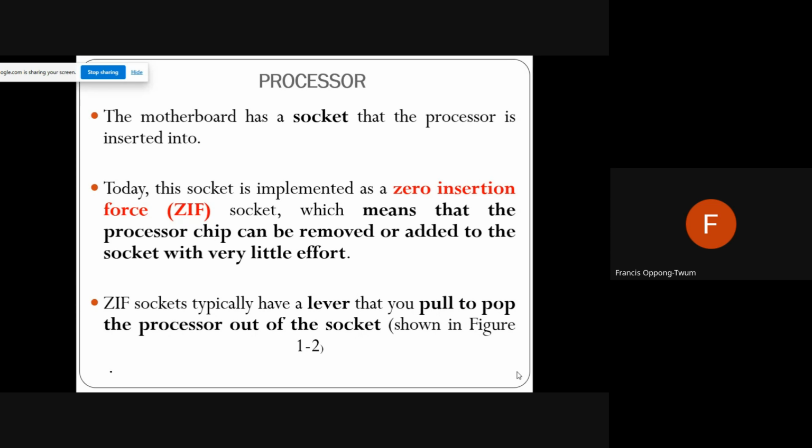The zero insertion force means that you just put the processor inside the processor socket, then you press the lever. We don't use all our strength to press the lever; we just use our hand to press it, and with zero insertion force, the processor will be installed for you. The ZIF socket typically has a lever. Anytime you want to pop out the processor, you just pull the lever and it will pop the processor out of the socket for you.